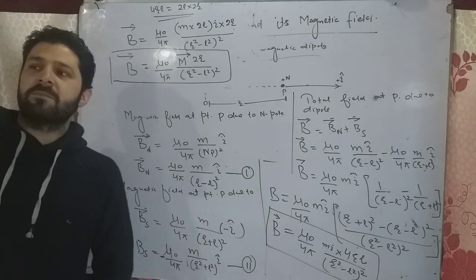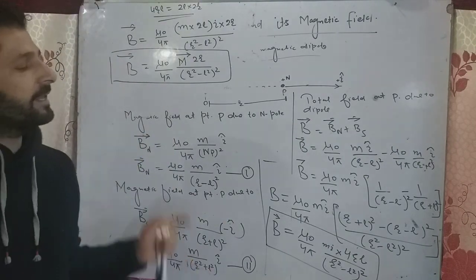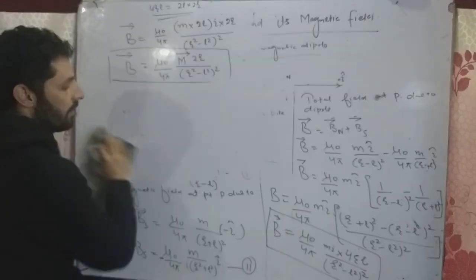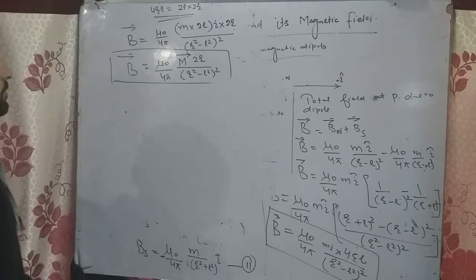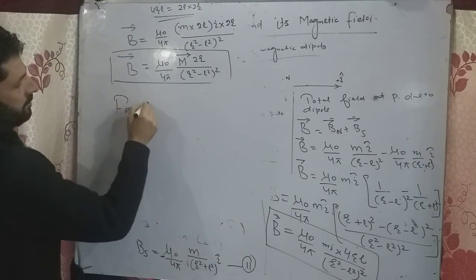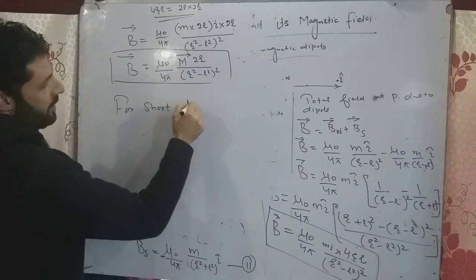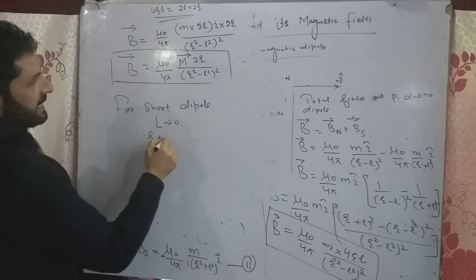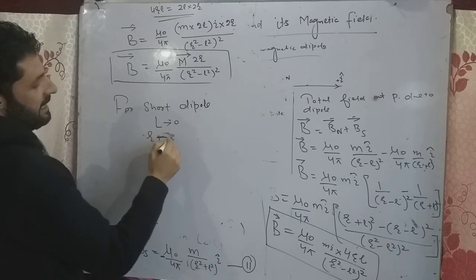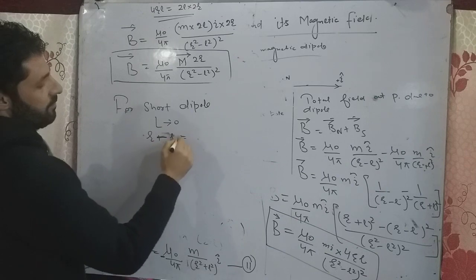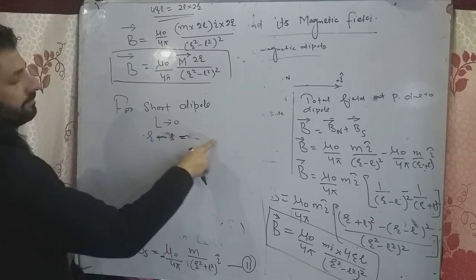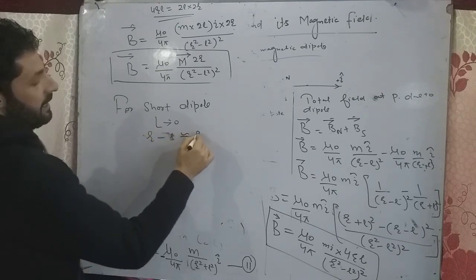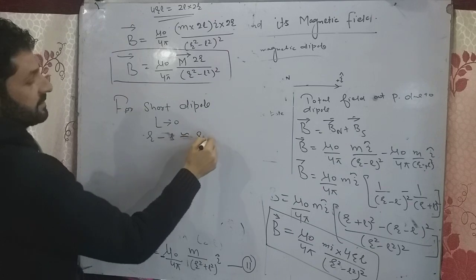I went a little quickly because we have already studied this in electric field. Now if the dipole is a short dipole, L tends to 0, so R plus L and R minus L will approximately equal R, because L is very small.